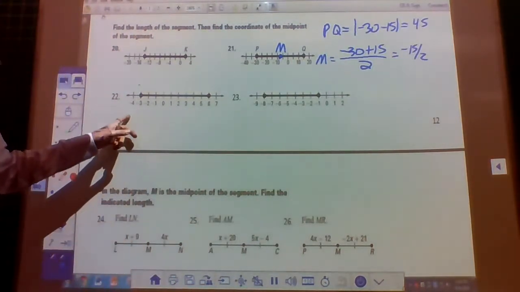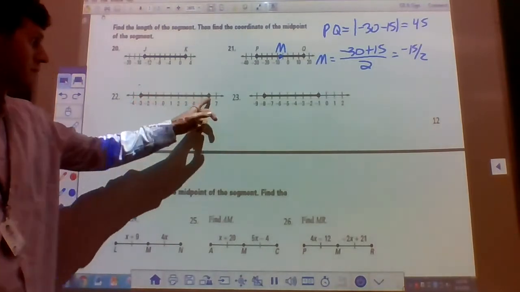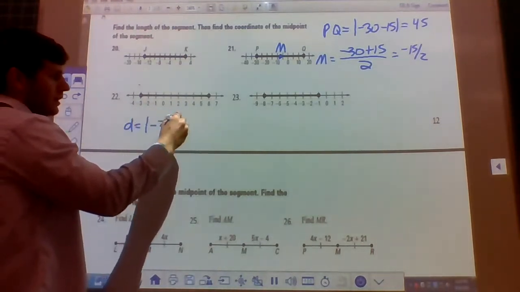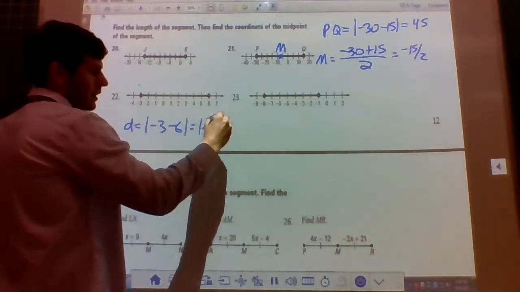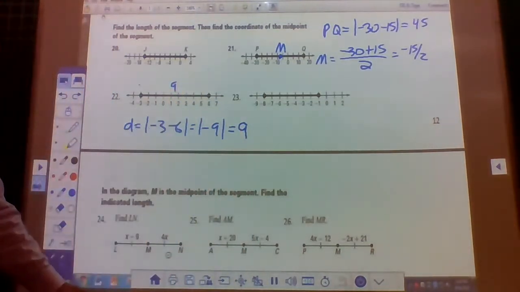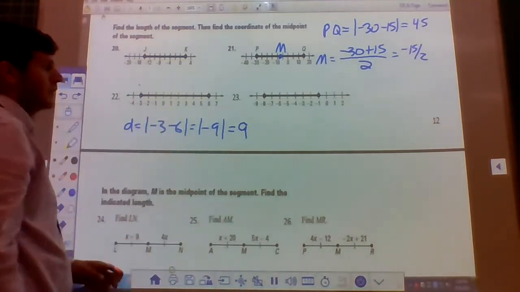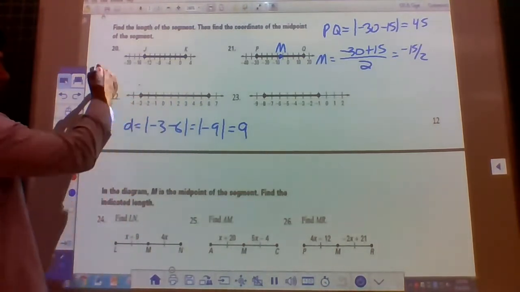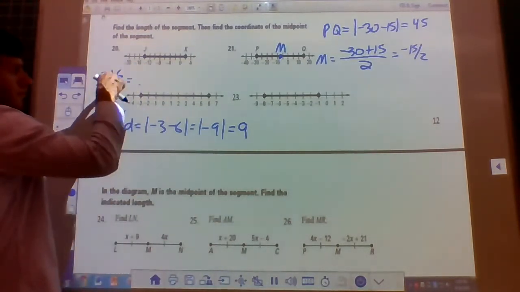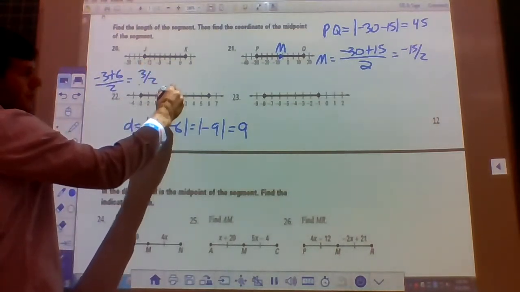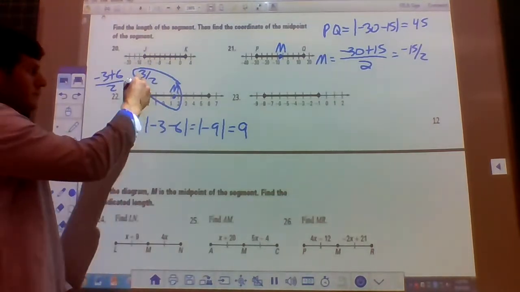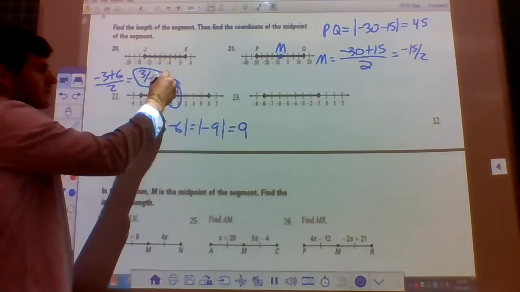Down here, it doesn't give us the coordinates, but our distance, I'll put D for distance. It's going to be the absolute value of negative 3 minus 6, which is negative 9, but absolute value makes it positive. So the length here is 9. The midpoint is the average. So we'll take negative 3 plus 6 and divide by 2, and that's 3 over 2, which is 1.5. So our midpoint is right here. Three and a half.